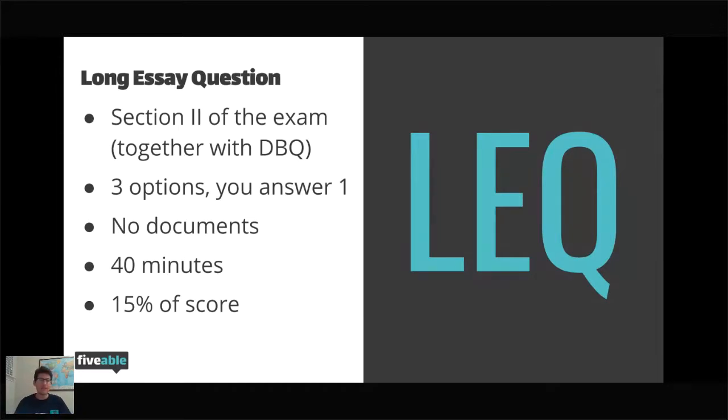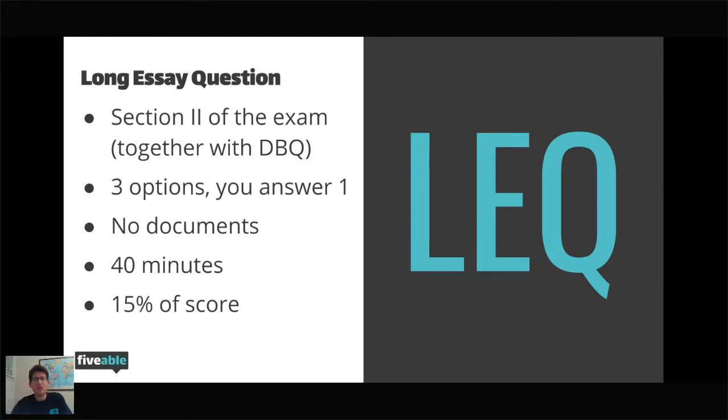You need to jot down stuff in the LEQ. So the long essay question is in section 2 of the exam. Remember, it's together with the DBQ. And this is one of the best things. You get to the end of the exam, you're tired. You had 55 minutes of multiple choice questions. You had 40 minutes of short answer questions. You got to breathe. And then they came back with the DBQ. And now you've got 40 minutes left to write another essay.